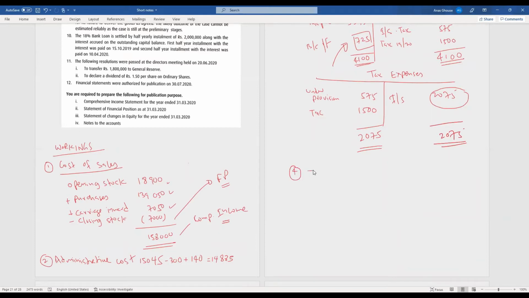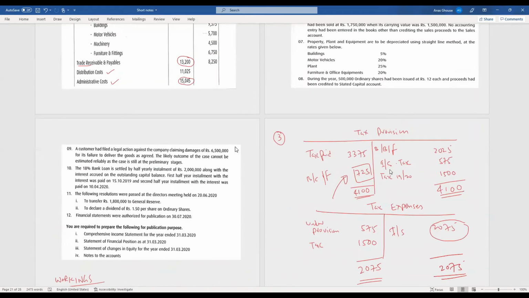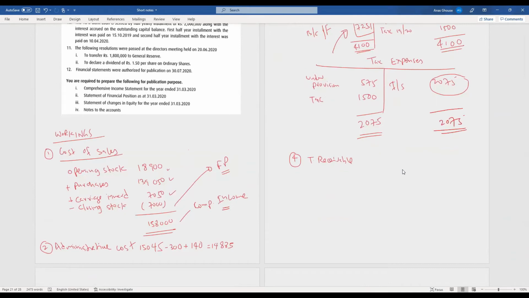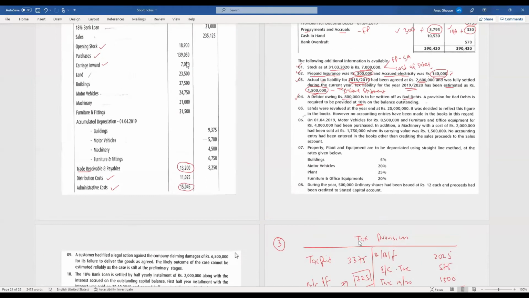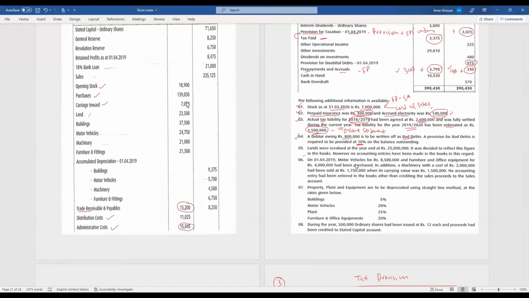So the trade receivable amount is 13,200,000, and the provision for doubtful debt is how much? You are given as 975.